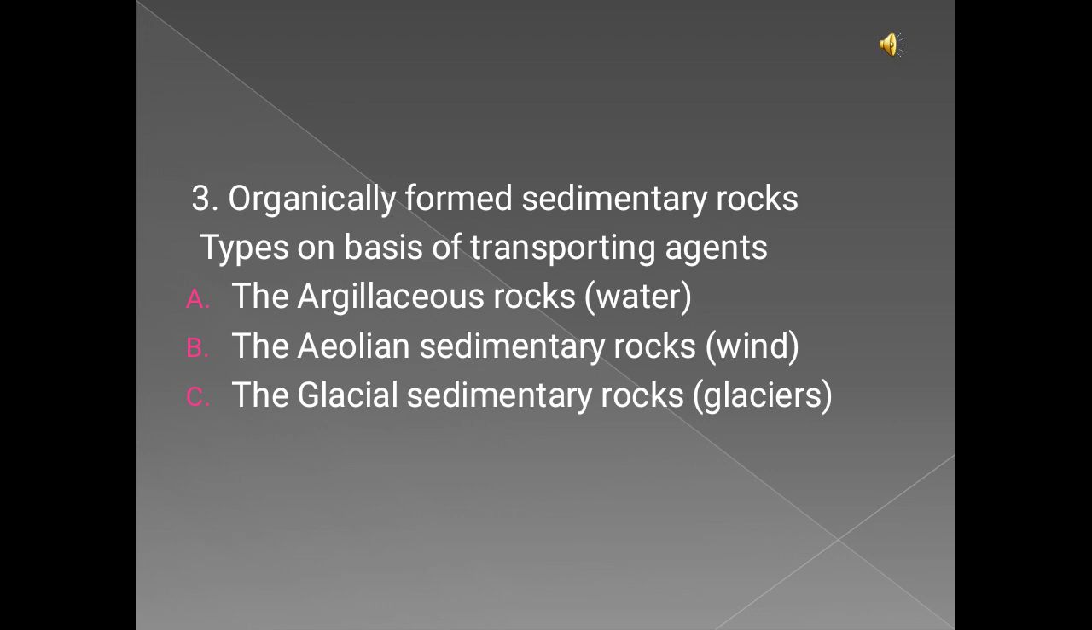Now, there are three kinds of organically formed sedimentary rocks, based on the transporting agents such as running water, wind, glacier, ocean currents, and sea waves. These are all the transporting agents. Now we talk about the organically formed sedimentary rocks. So the first is the argillaceous rocks.